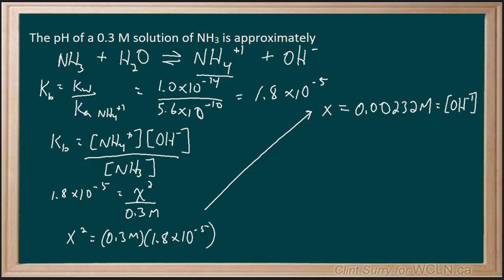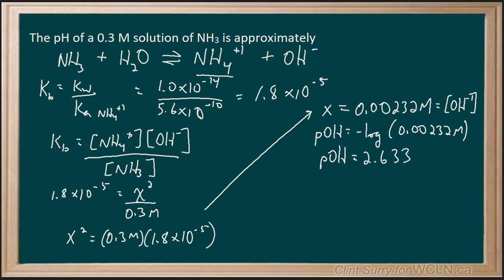hydroxide ion. Using that, we're able to get to our pOH, so negative log of our hydroxide ion concentration, which is 0.00232, and we end up with a pOH equaling 2.633. I'm keeping more decimals in there just to avoid some rounding errors, but it works out.